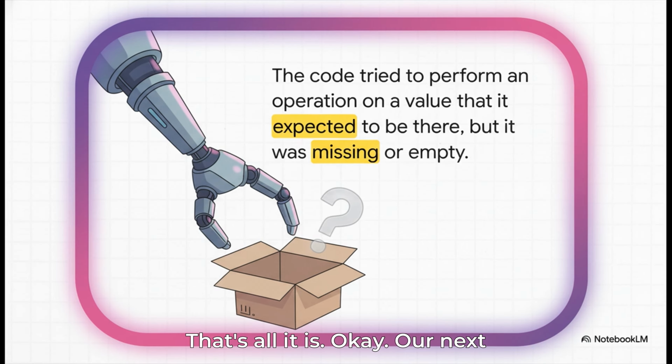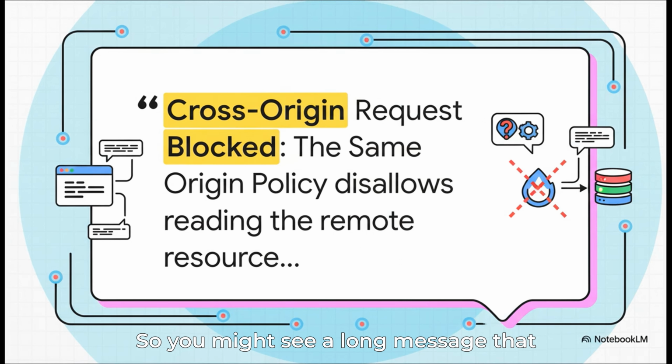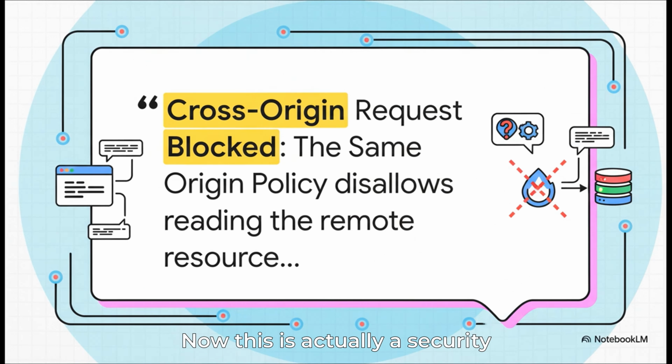That's all it is. Okay, our next common error is a totally different beast. This one isn't about missing data. It's all about security and permissions. It's called a CORS error, and it's all about websites not having permission to talk to each other. So you might see a long message that starts with something like this: cross-origin request blocked. Now, this is actually a security feature doing its job, not always a bug.